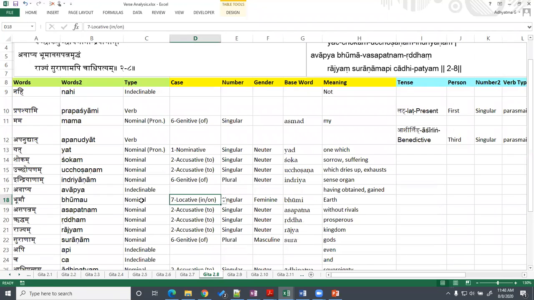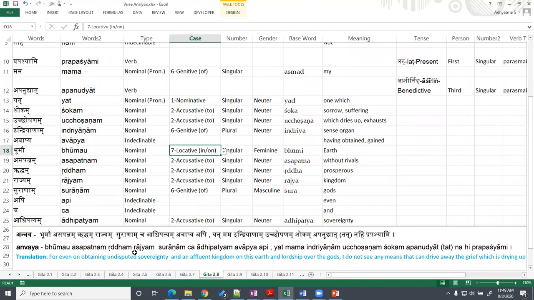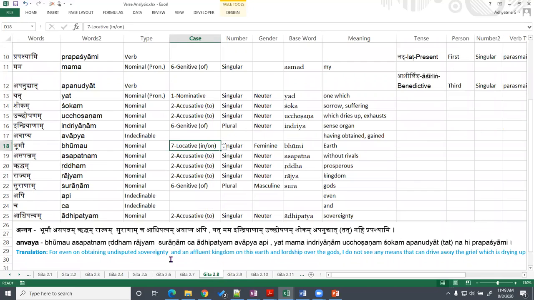And then he said in verse 2:8 that even on obtaining undisputed sovereignty and an affluent kingdom on this earth and lordship over the gods, I do not see any means that can drive away the grief which is drying up my senses. So that is a quality of vairagya, the dispassion, that he understands that nothing else is important in terms of gaining something that will help him. And that gives the dispassion, that vairagya.